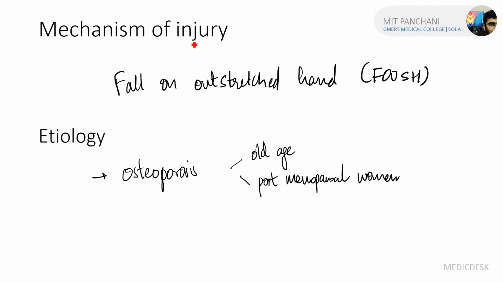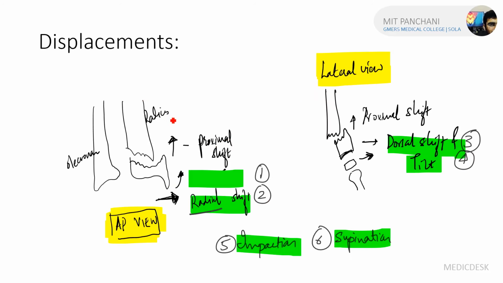Now, mechanism of injury. It starts with osteoporosis that is seen in old age, also in postmenopausal women, that will lead to osteoporosis, and osteoporosis is one of the risk factors where trivial injury or fall on outstretched hands will lead to development of the Colles fracture.